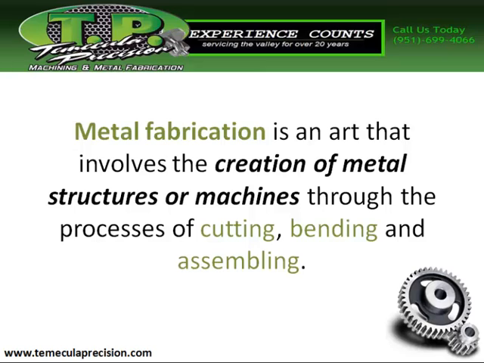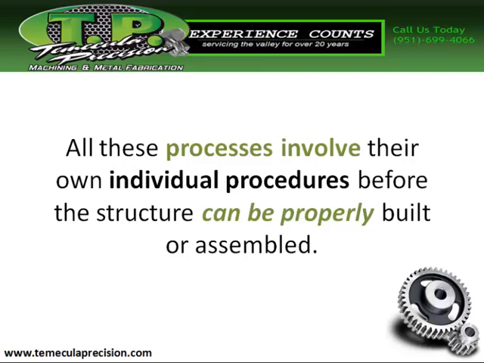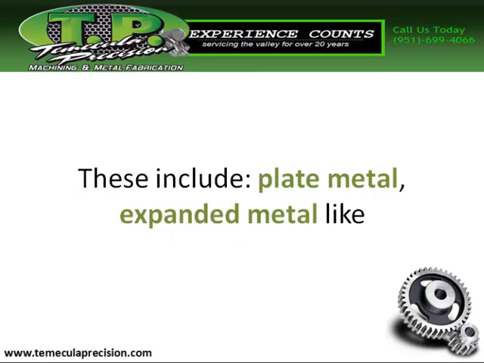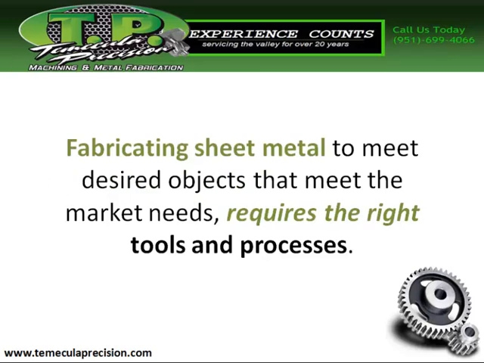Metal fabrication is an art that involves the creation of metal structures or machines through the process of cutting, bending, and assembling. This involves a variety of raw materials, which range from different kinds of metals depending on the final piece to be achieved. All these processes involve their own individual procedures before the structure can be properly built or assembled. Basically, there are many standard raw materials that are used by metal fabricators. These include plate metal, expanded metal like square or tube stock, welding rods, casting, fittings, and hardware.